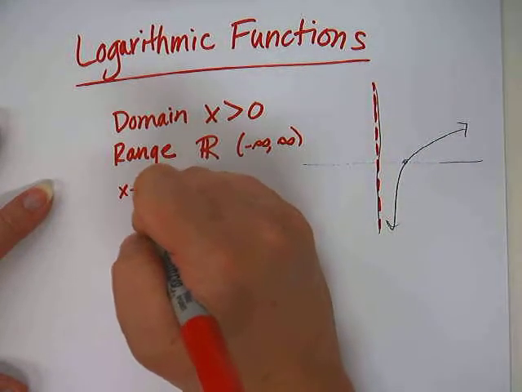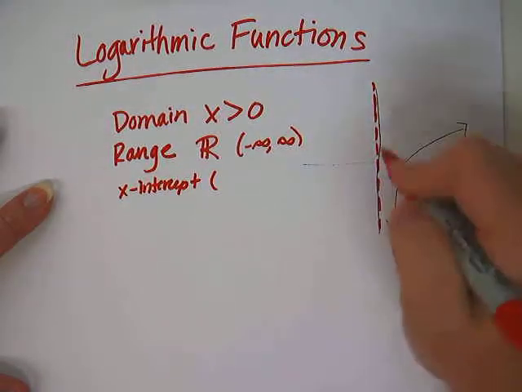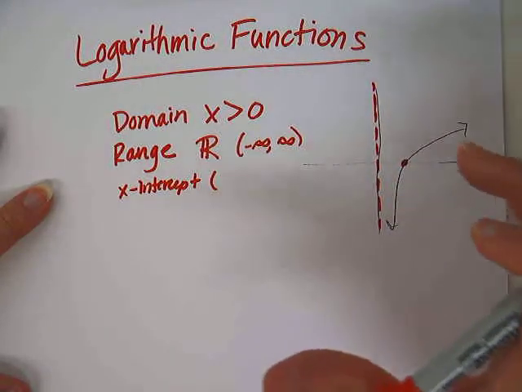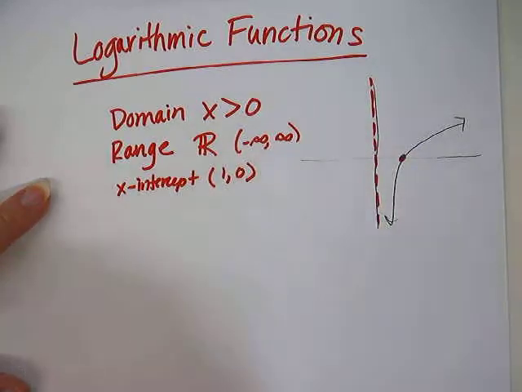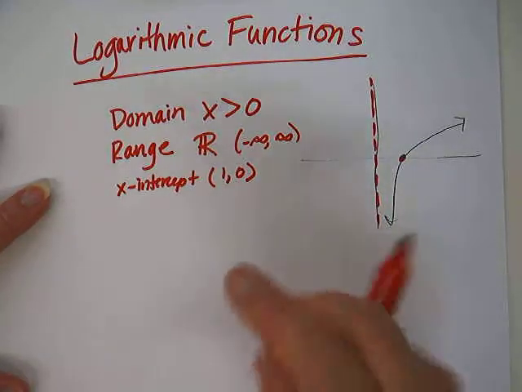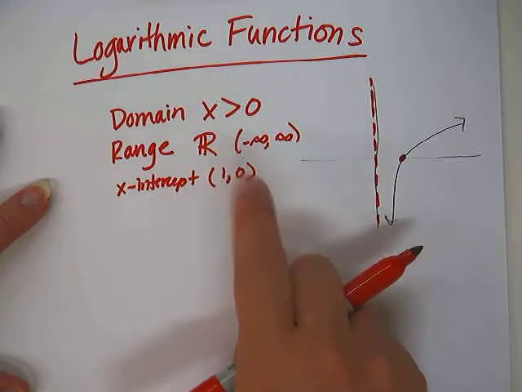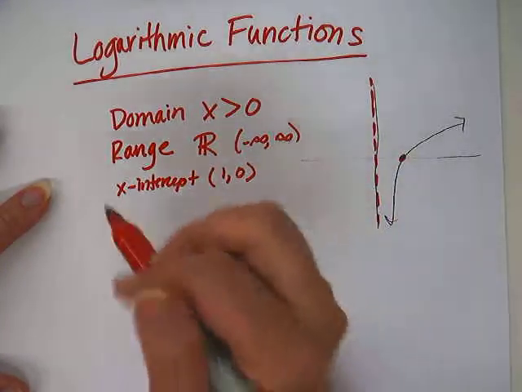Okay, what is the x-intercept of our function? 1. The x-intercept of the function is always at 1 unless the graph has been transformed and moved around somewhere. So the x-intercept will always be (1, 0). In other words, anytime you plug 1 into any logarithm, regardless of the base, the answer is 0. Always. The log of 1 is always 0.